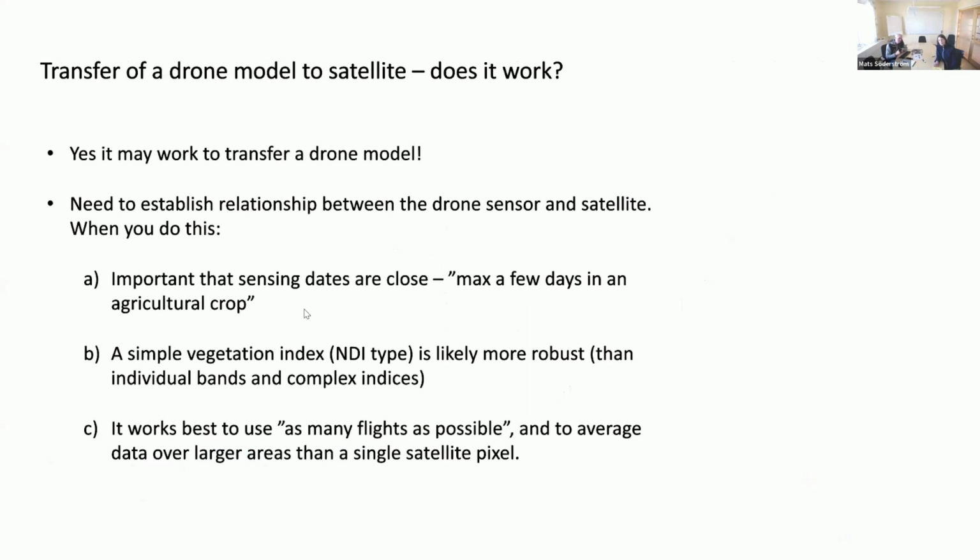We see that if you have more than a few days, maybe it depends on the crop, but if it's more than that, it starts to become extra noisy and more difficult to see the patterns. Also, simple vegetation indices are easier to make work, I think. And with only 1 or 2 flights, especially at the individual pixel level, it's a bit of a challenge. So I think as many flights as possible, and try to do some averaging, then you have a good chance to find a relationship if there is one.